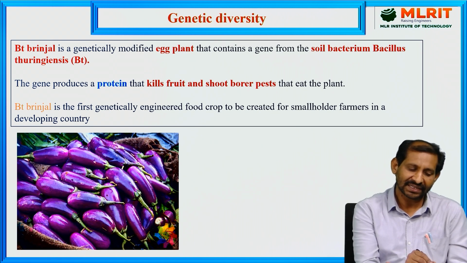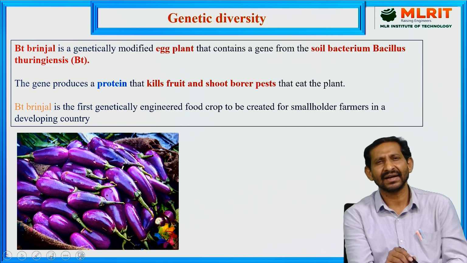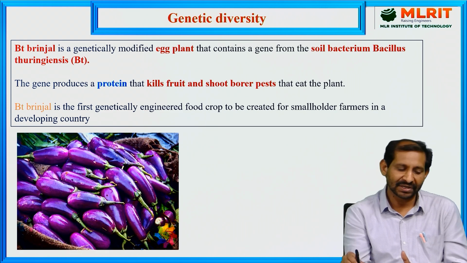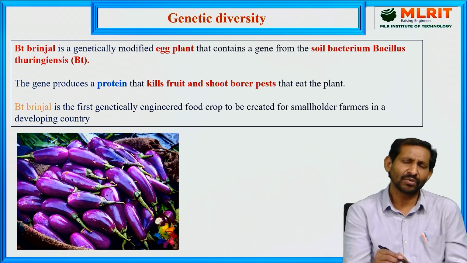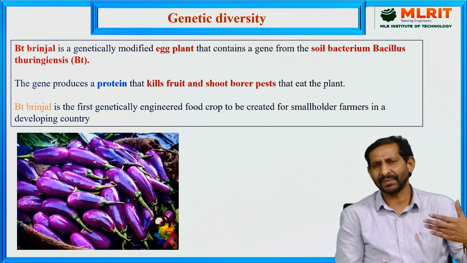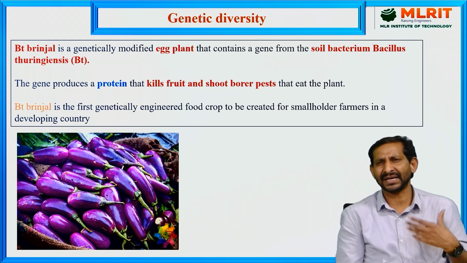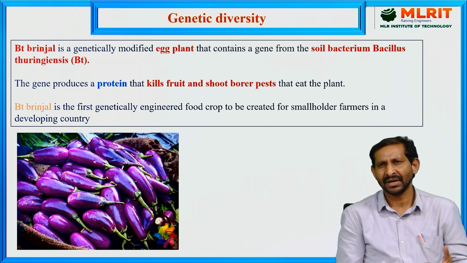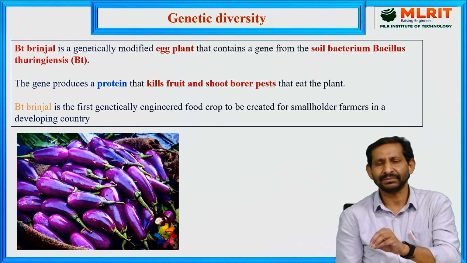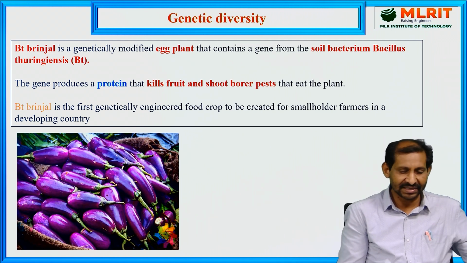So BT brinjal is the first genetically modified, engineered agricultural crop for farmers in a developing country. Once the gene is introduced, whatever the purpose, either protection, temperature tolerance, or yield, that gene produces the variation. That is called genetic variation.